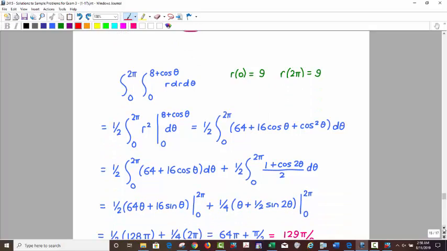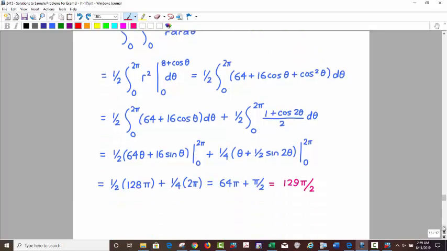And so our antiderivative would be 1/2 r squared. Put in 8 plus cos theta. So 8 plus cos theta squared, which you have to FOIL out. It's not just 64 plus cos squared. You got to FOIL it out, and you have a middle term here. And then this time, okay, I split this up into 2 pieces, because one of them's going to have a fraction. It doesn't have to be done that way, but it's whatever.